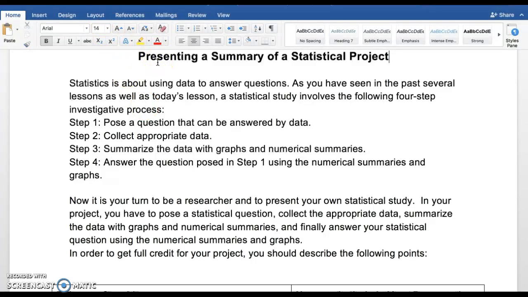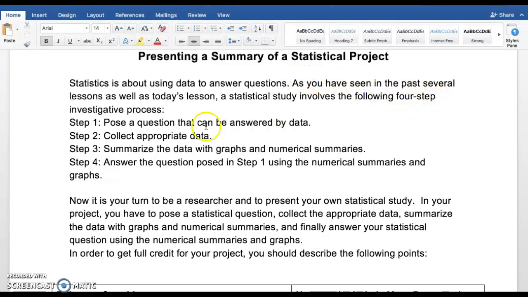Today, we're going to talk about presenting a summary of a statistical project. This project is due next week. As you know, we have been studying statistics for the last several weeks. Now it's your turn to engage and produce a project which will show that you understood and know the skills in these objectives. And statistics is about using data to answer questions.